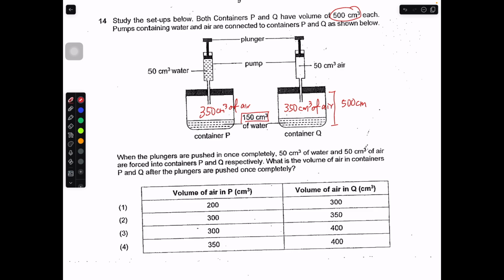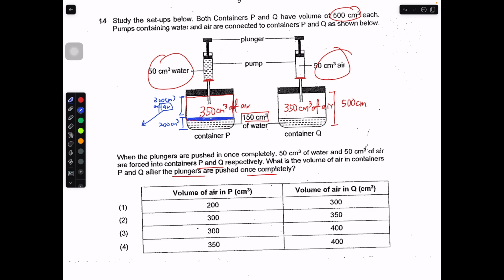So when the plungers are pushed in completely, 50 cm cube of water as well as 50 cm cube of air is forced into P and Q respectively. What is the volume of P and Q after the plungers are pushed in completely? So after the plunger is pushed in completely, you probably land here. So you are trying to find out the volume within the container itself. So over here, when you push in the water, the water will occupy this amount of space. Okay, and this will add up to 200 centimeter cube. So whatever is remaining will be 300 centimeter cube of air.